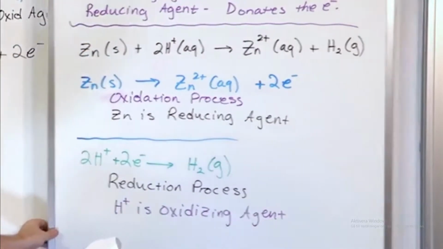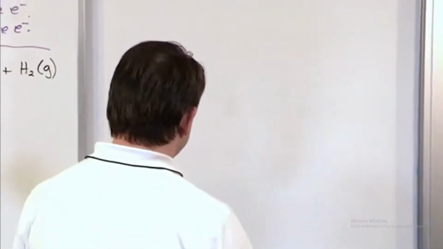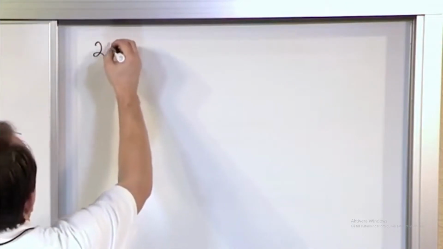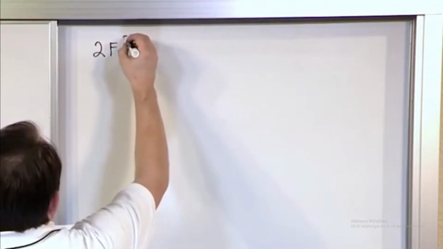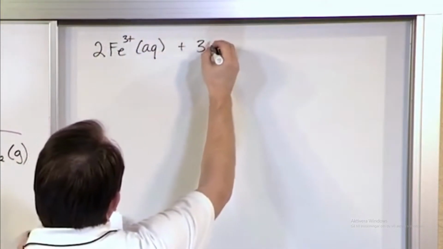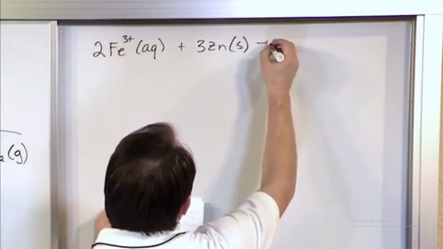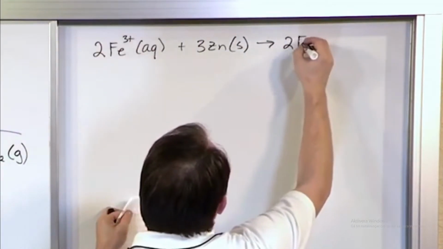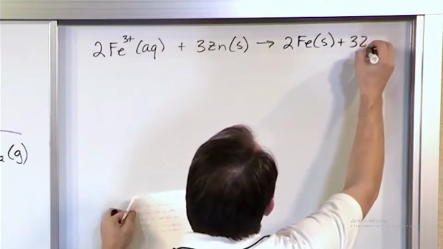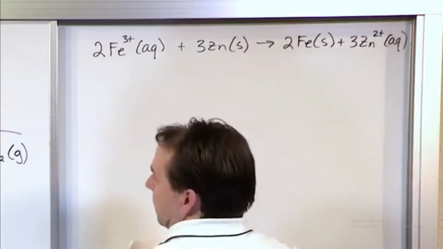Okay? So actually I'm going to do one more just to give you a little more practice with it. And that is, what if I have 2Fe3+ aqueous solution, plus 3Zn, which is a solid, gives me 2Fe, which is a solid, plus 3Zn2+ in aqueous solution.